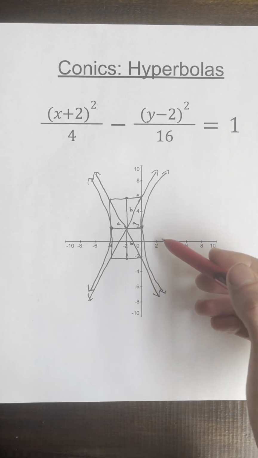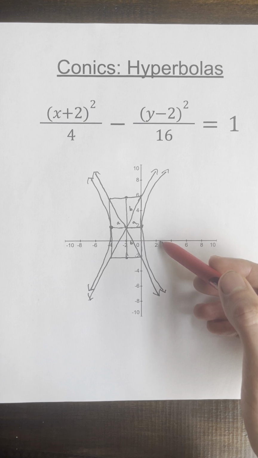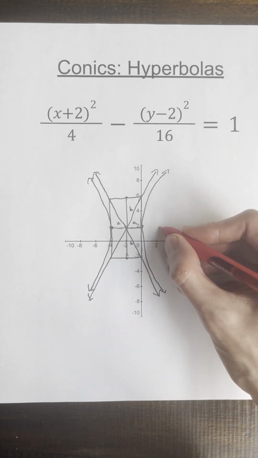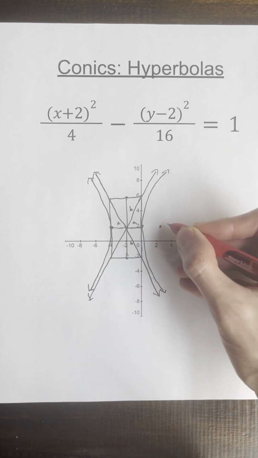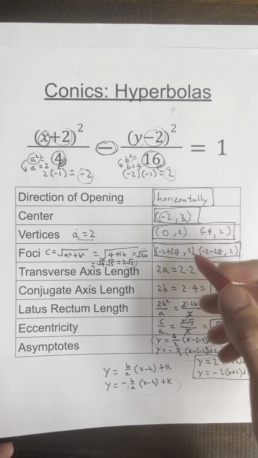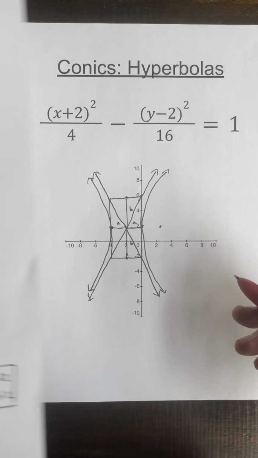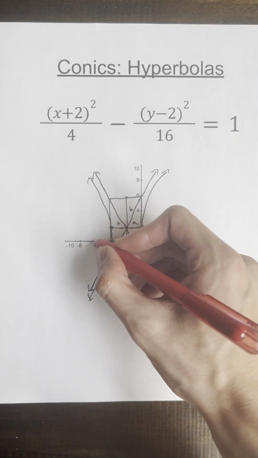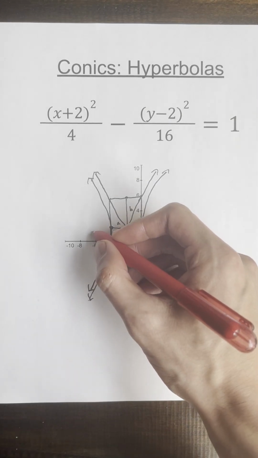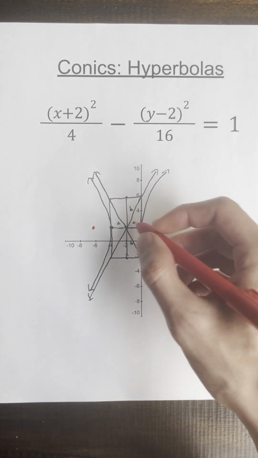Okay, 2.5. So this is about 3. This would be 2.5, and then we go up to 2. So right here, that's one focus. That's our first focus. And our second focus, (-6.5, 2): -7, -6.5, and then go up to 2. So these are your foci.